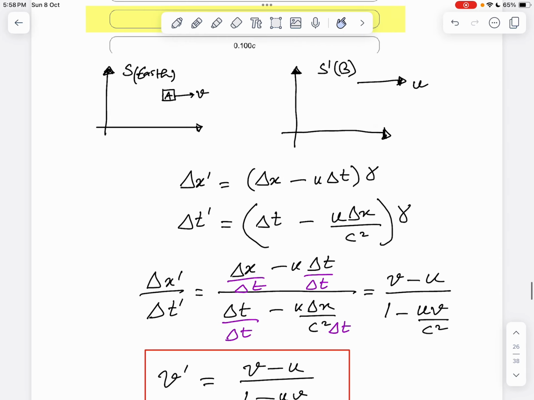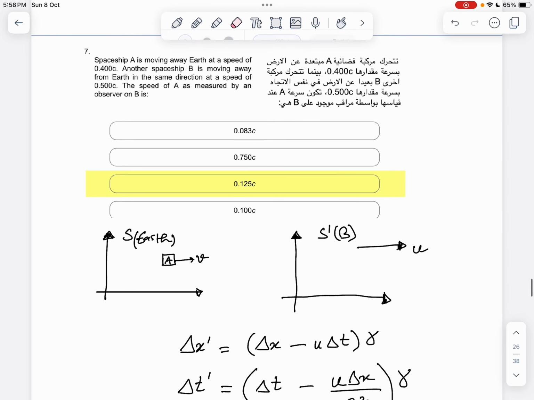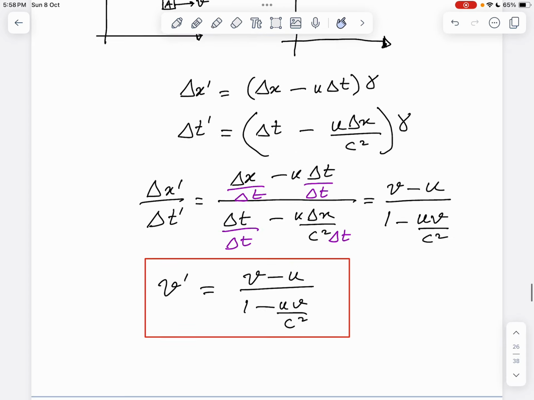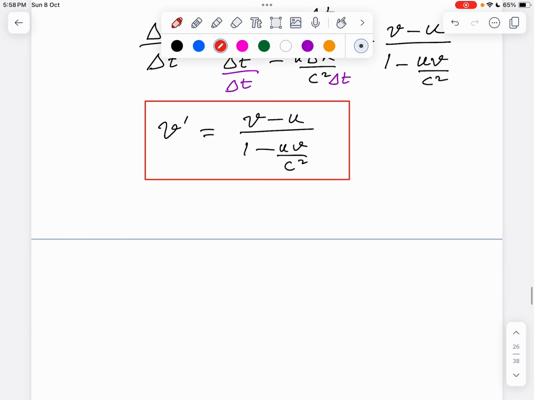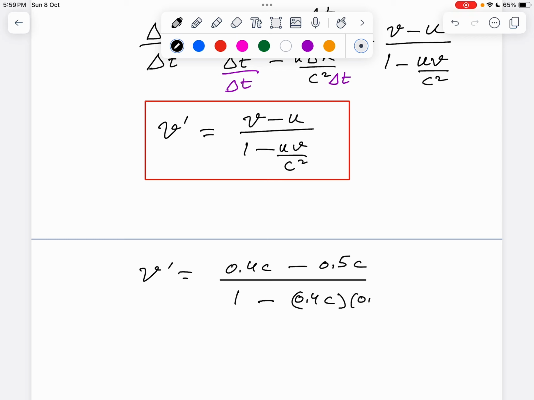Now let's substitute the values. A is moving at a speed of 0.4 c and B at 0.5 c. So this means V, the speed of A with respect to Earth, is 0.4 c minus 0.5 c. Again, they're asking for the speed, so if we get a negative answer, change it to positive, that's all. 1 minus 0.4 c multiplied by 0.5 c, all of those are given, over c squared. So clearly, c and c squared will cancel.